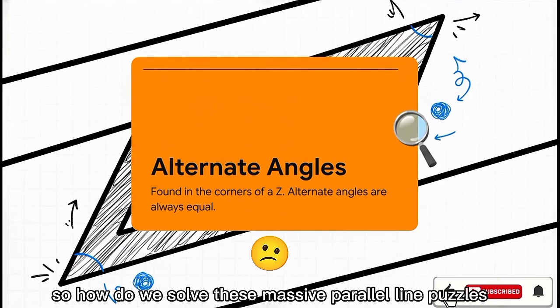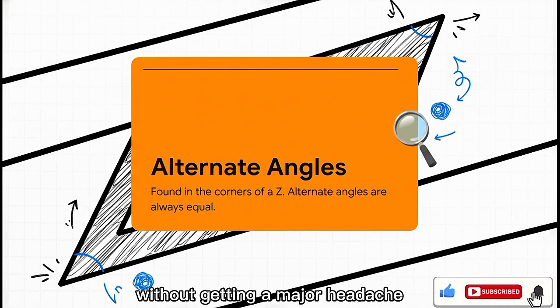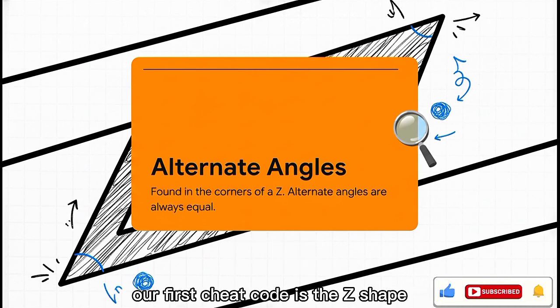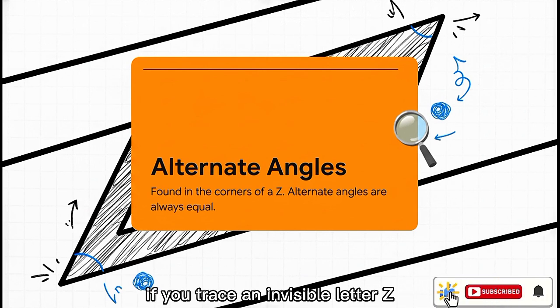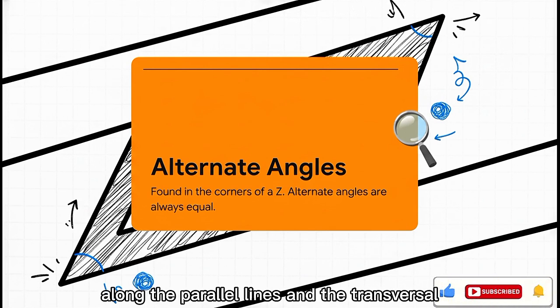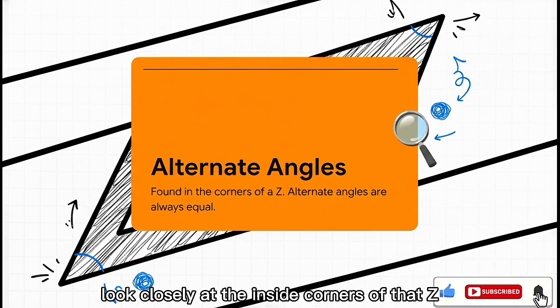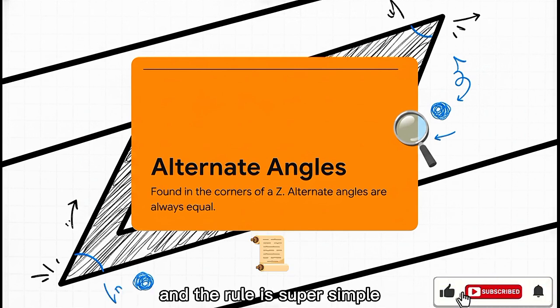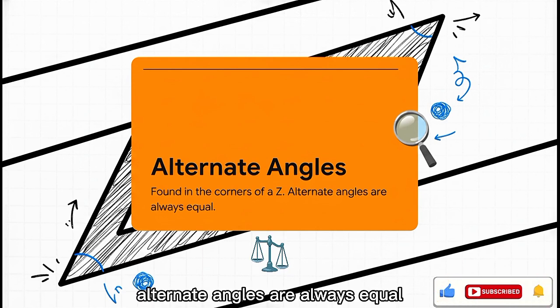So how do we solve these massive parallel line puzzles without getting a major headache? I'm going to give you some secret letter cheat codes. Our first cheat code is the Z shape, which helps us find alternate angles. If you trace an invisible letter Z along the parallel lines and the transversal, look closely at the inside corners of that Z. Those angles alternate sides of the crossing line, and the rule is super simple. Alternate angles are always equal.